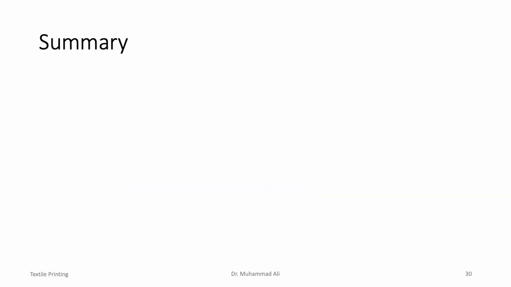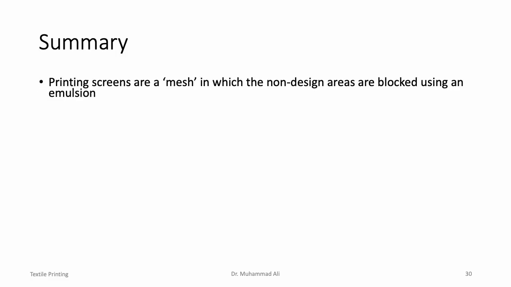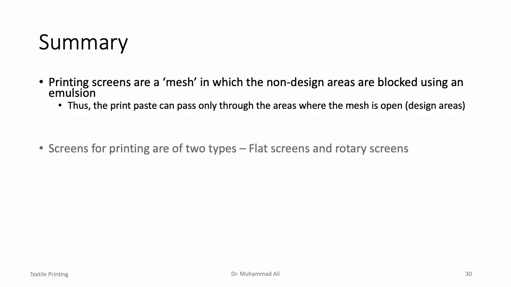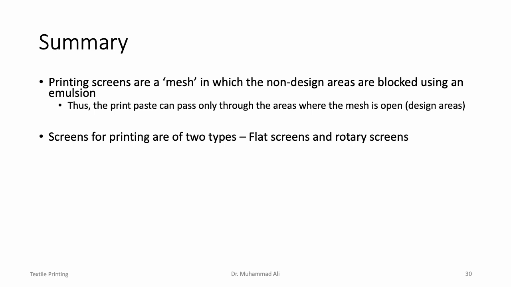Let's now look at a summary of what we have covered in this video. So we have understood that printing screens are essentially a mesh. In other words, it's a sheet with tiny perforations in it. And what we do is we block the non-design areas of this mesh using an emulsion. As a result, the print paste can only pass through the areas or through the perforations where the mesh is open. These are also known as the design areas. We have seen that screens for printing are of two types, flat screens and rotary screens. And this is what gives the two screen printing processes their names.